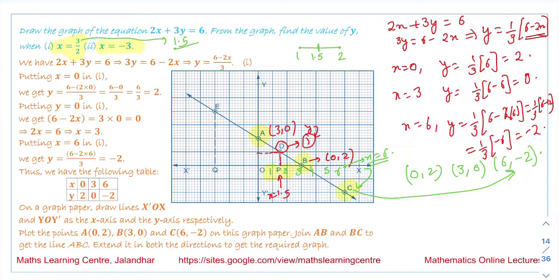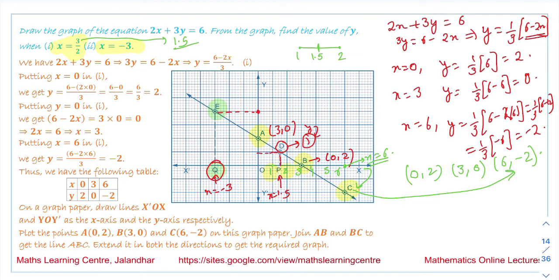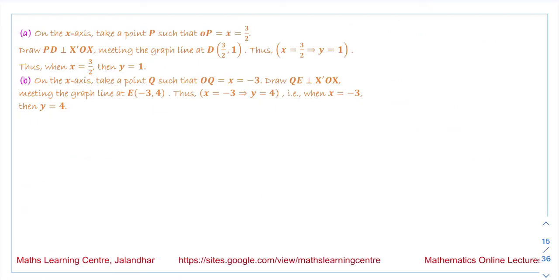Similarly for x is equal to minus 3, this is the point Q, we are saying x is equal to minus 3. Corresponding to this we get the point y. When we draw the perpendicular from this point, we get this point over here, and we will find the value of y from this graph. These calculations are mentioned over here.